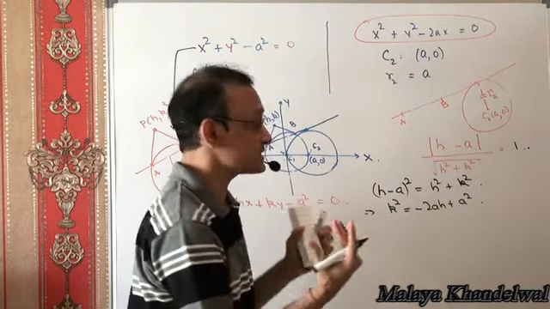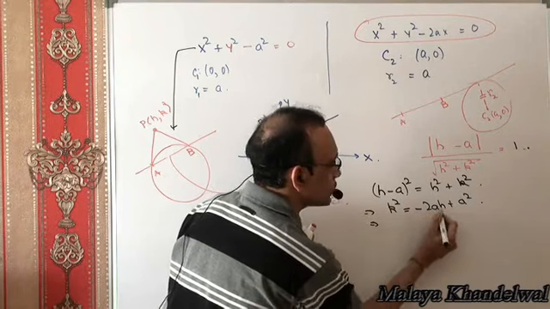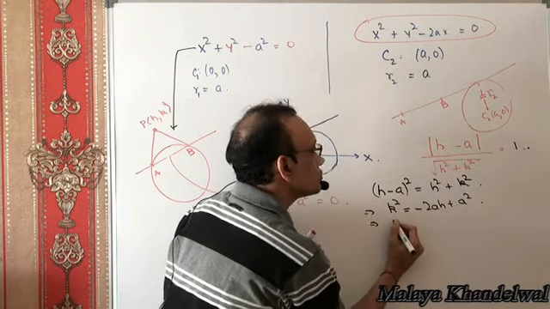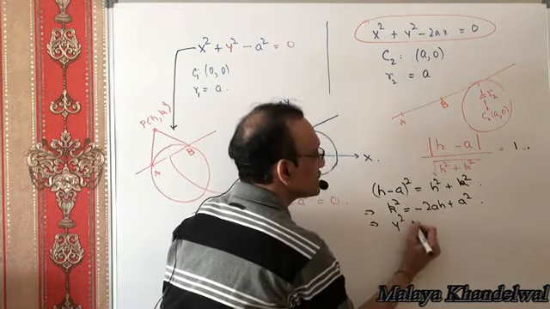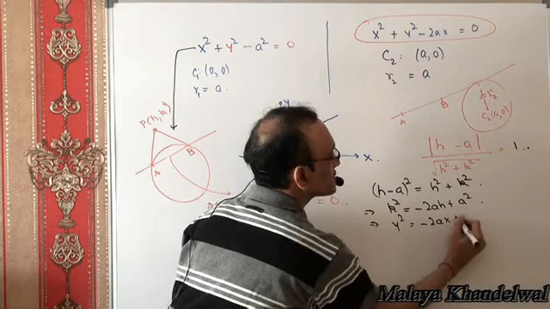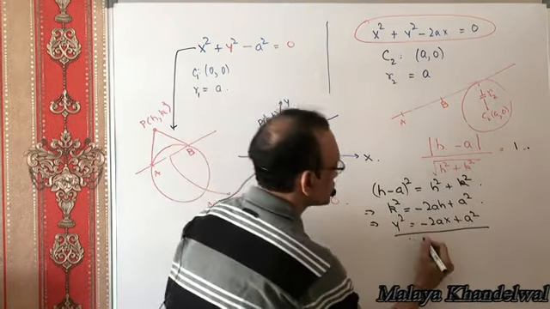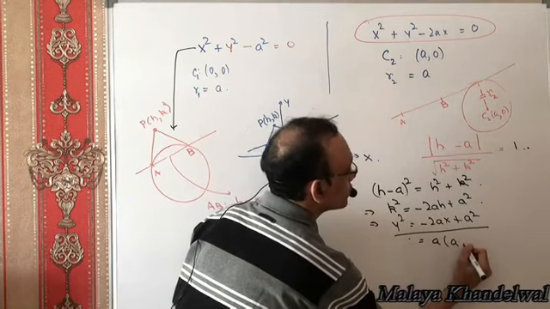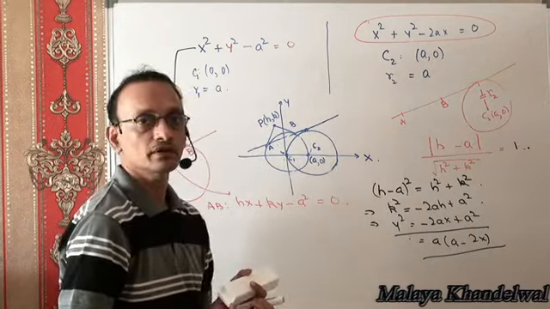And then I generalize, putting x equal to h and y equal to k, to get the locus of P. So y squared equals minus 2ax plus a squared. That's the locus, which could also have been written as a into (a minus 2x). That's the locus.